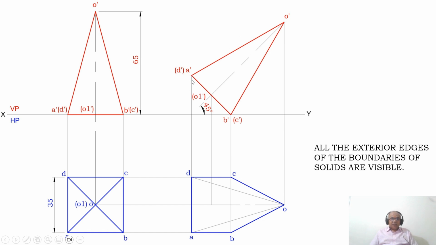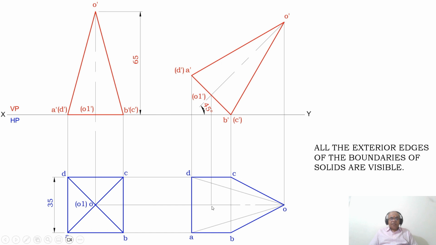Draw a vertical projector from A dash and D dash to the top view. Draw a horizontal projector from both A and D. These two lines will intersect at these 2 points, and you mark those points as A and D. All are thin lines. Then you draw a vertical projector from O1 dash to the top view and draw a horizontal projector from O1. These two lines will intersect at this point.